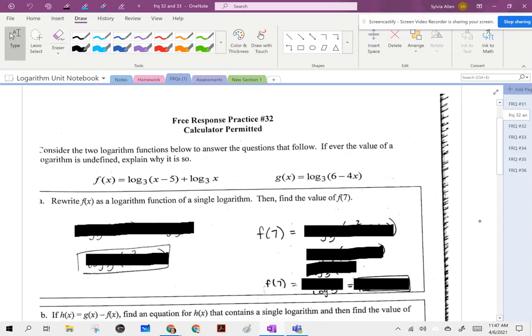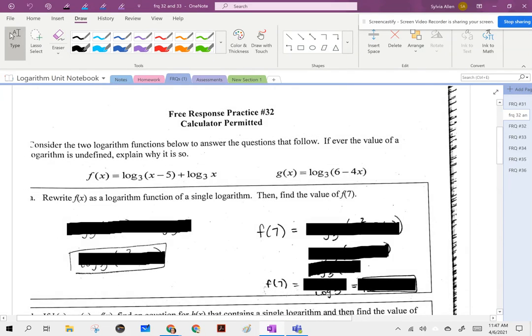Okay, so FRQ 32, we are allowed a calculator. So on A, please answer A. Okay, so we are supposed to rewrite as a single logarithm.